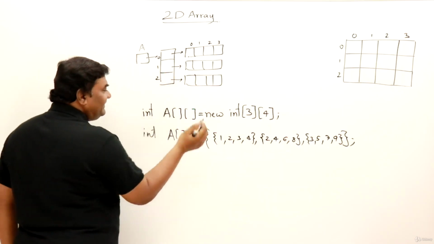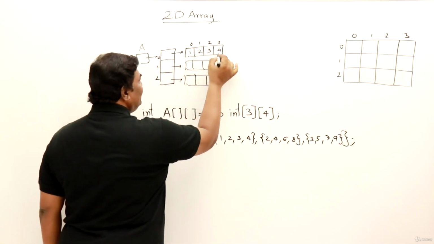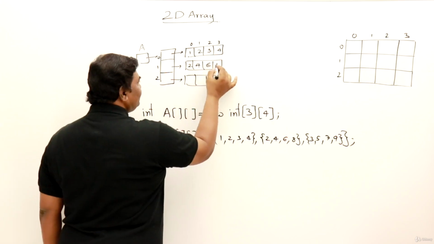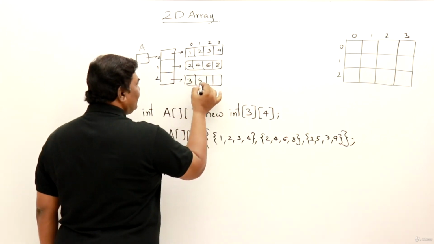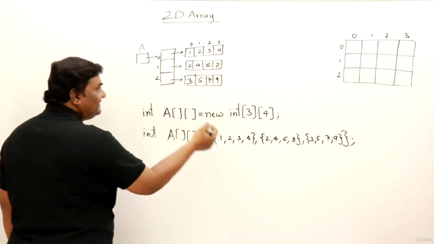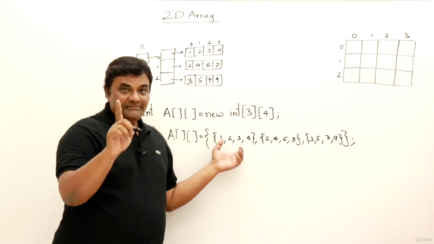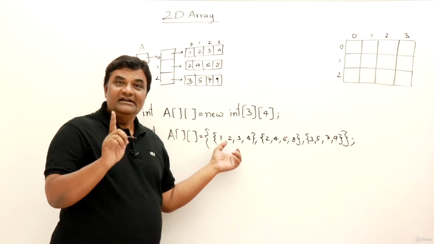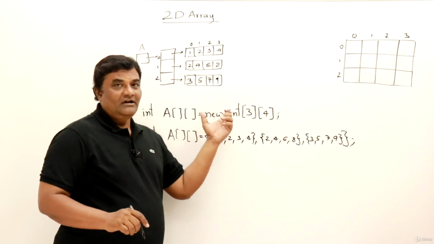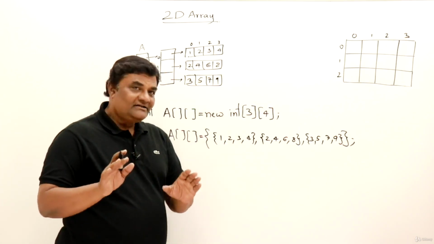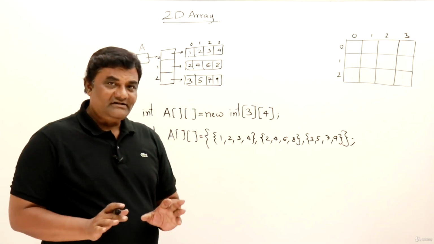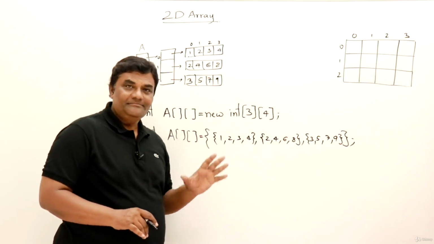The same array will be created, but it will have the elements initialized. This is how you can directly initialize. And remember, this is also created in the heap. Whether you use new or don't use new, an array is an object. It is treated as an object in Java, so it is always created in the heap.